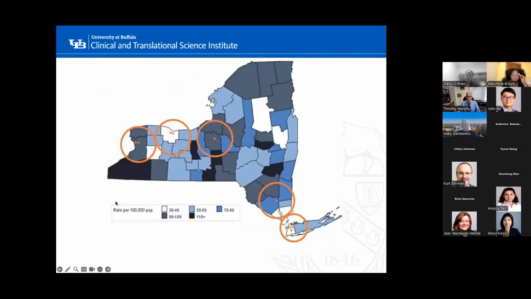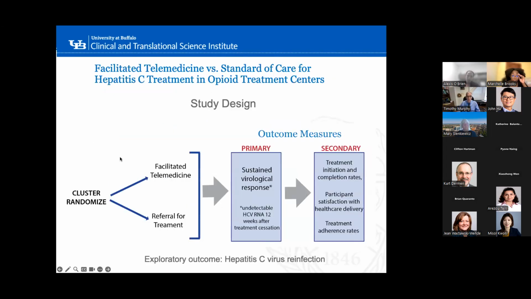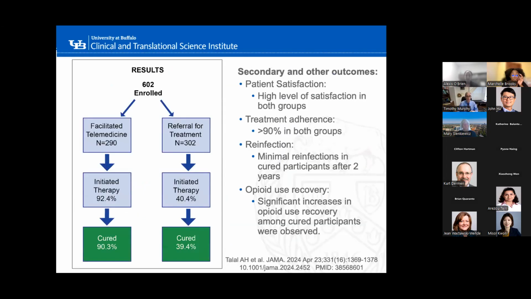These are where the opioid treatment centers are: 2 in Buffalo, 2 in Rochester, 1 in Syracuse, 1 in Westchester County, 6 in New York, 12 of them. And the study design, again, another simple study design. Cluster randomized, as I told you, and then looked at the sustained virological response, and then also looked at treatment initiation and completion rates, satisfaction with healthcare delivery, and then treatment adherence rates. And what they found was really remarkable.